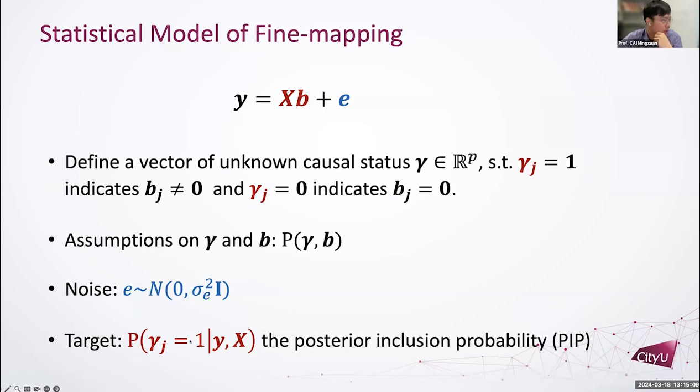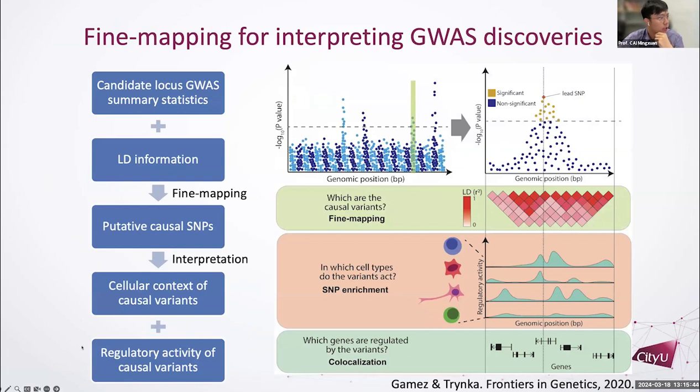Okay. Suppose that we now get PIPs for all the P SNPs, and then we can set up a threshold, for example, 0.8 or 0.9, so that the SNPs with PIP higher than that value, we consider as putative causal SNPs. This set of putative causal SNPs is actually a purified and denoised set of causal SNPs compared to the GWAS p-values. So with this set, we can do some more reliable downstream analysis.